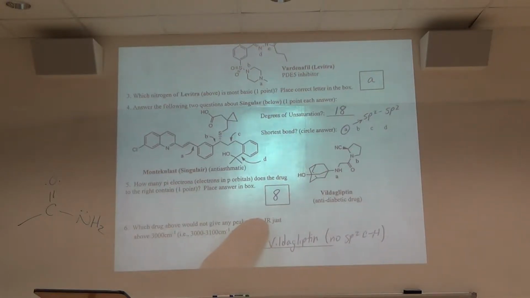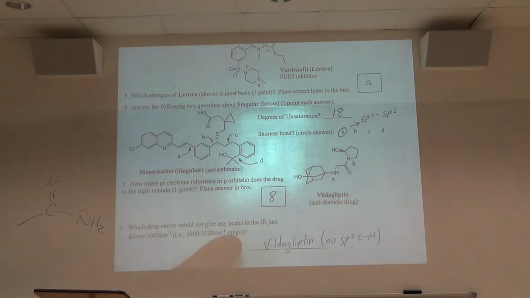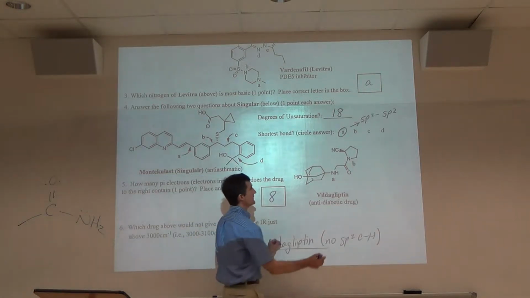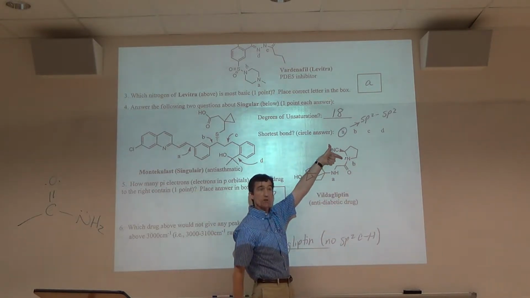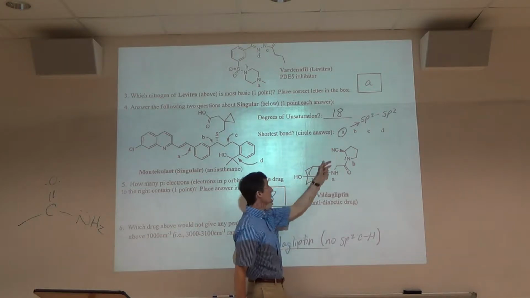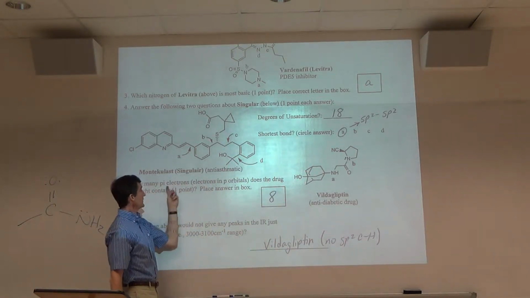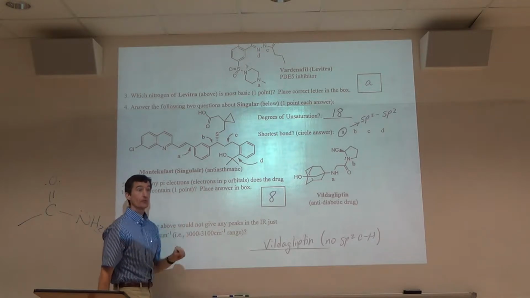Number of pi electrons, 8. How'd you do? That's 6. Somebody said 6. Who got 8? Nobody? Why not? I forgot about the conjugation on the ends. What type of orbital is this lone pair in? What type of orbital is that lone pair in? P orbital. Electrons in P orbitals are called pi electrons. Those 2 would count.